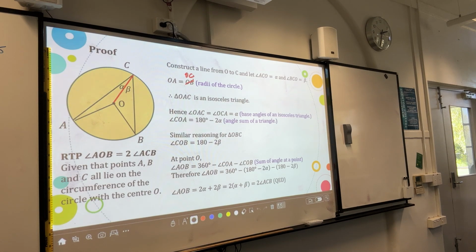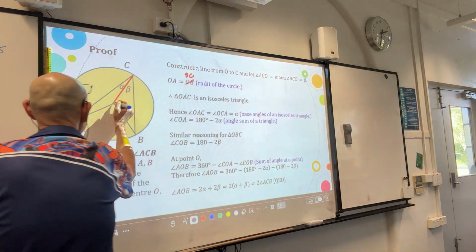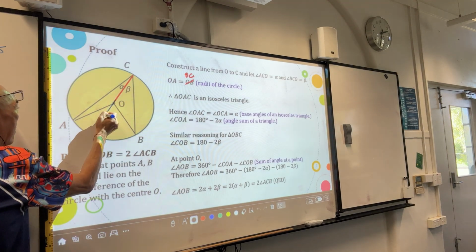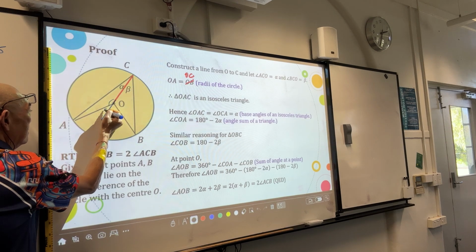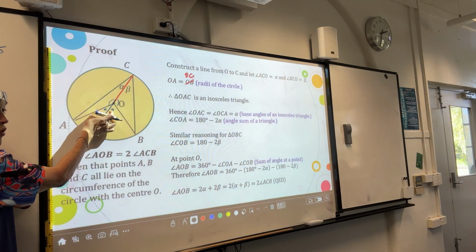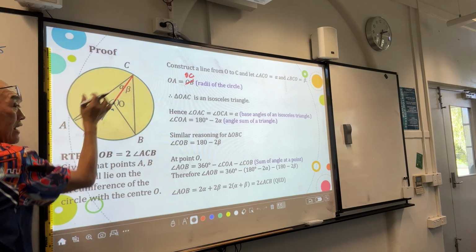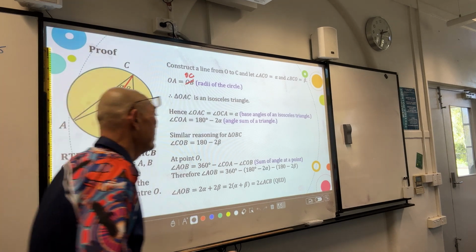So what Sadler did was, instead of just drawing OC, he extended this line out. Work out this angle, and then work out this angle. Work this angle out, and work this angle out. And add two of them together, and show that that is 2 alpha plus 2 beta. So again, it's the same way of proving. As long as it is logical, as long as it's correct, that's fine. I'm not going to worry about it.